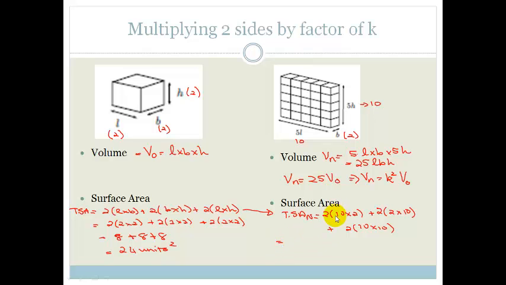So what do we get? 2 times 10 is 20, times 2 is 40, plus 2 times 10 is 20, times 2 is 40, plus 200. So this now is 240, 280, my bad, 280 units squared. So it has increased by more than 10 times. Right, let's do a final one.